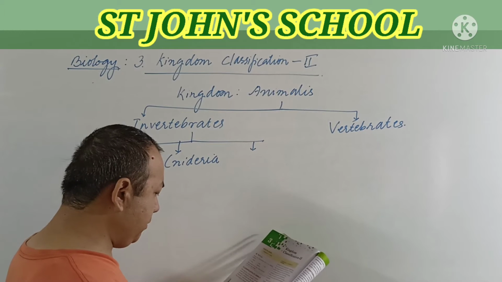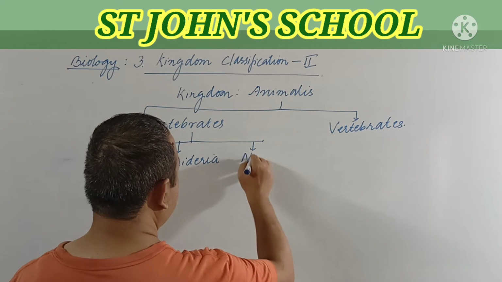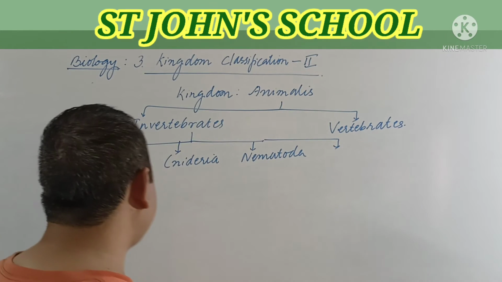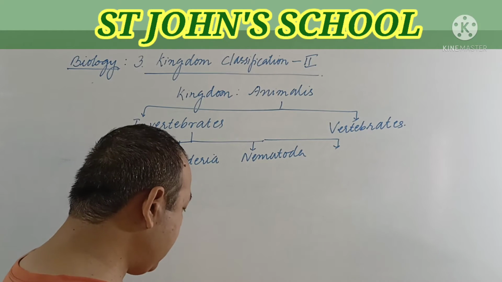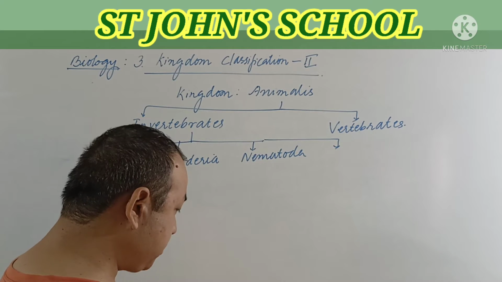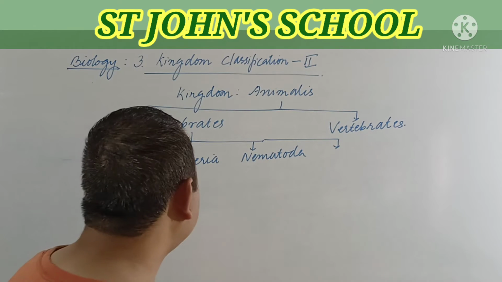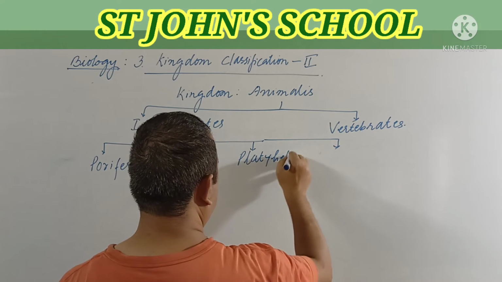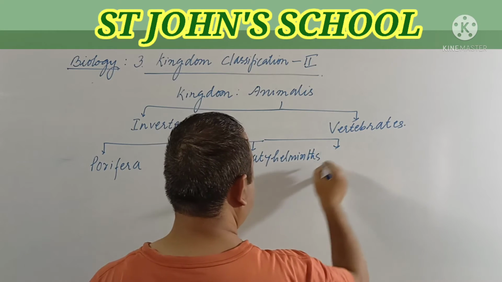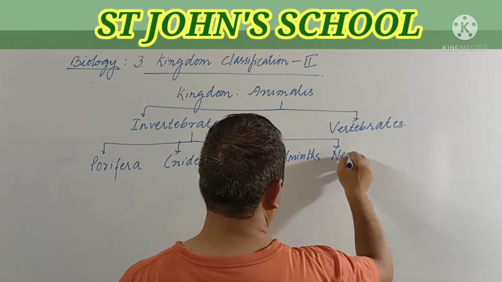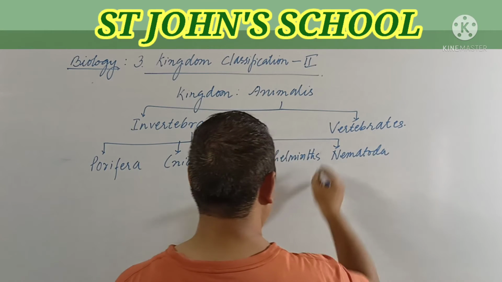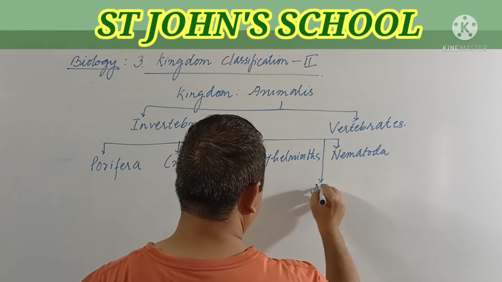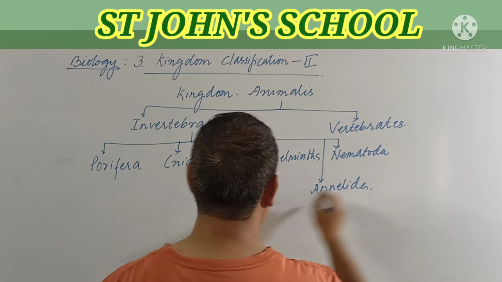Then after that we will be learning about Nematoda. Okay. Then 8 groups must be there. Cnidaria, Nematoda. Platyhelminths is also there. Then after that we need to learn about platyhelminths. Then after that this one, Nematoda. After Nematoda we need to learn about Annelida. Then comes Annelida. After Annelida comes Arthropoda.